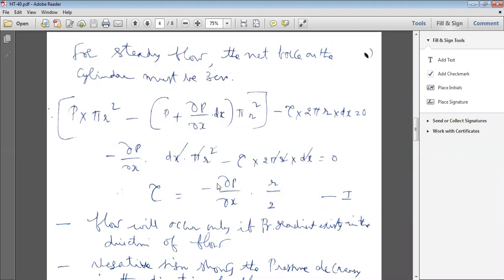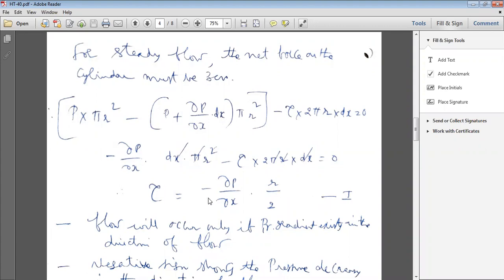So shear stress tau is equal to, if you take this term to the right hand side, tau into 2 pi r into dx. So 2 pi gets cancelled, r square over r leaves r, and dx gets cancelled. Finally from this relation, tau into 2 is equal to minus dou P by dou x into r. From that, tau is equal to minus dou P by dou x into r by 2. That is equation number 1.